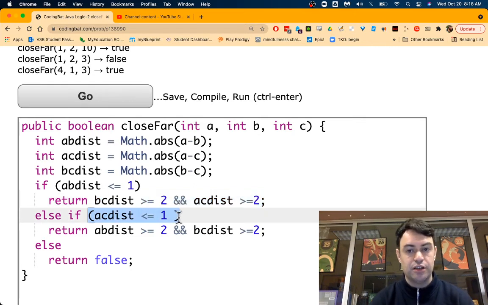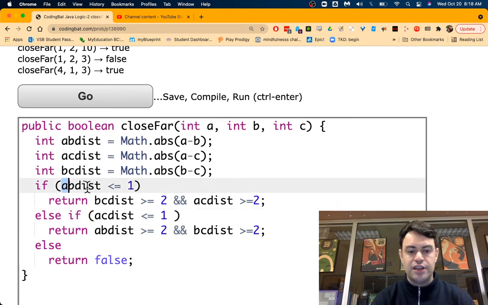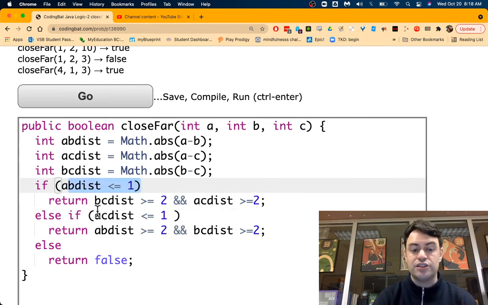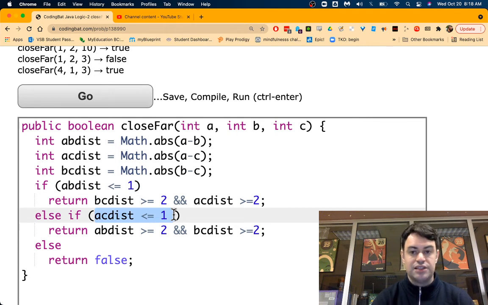So here's another possibility. C could have been the close value. And notice I'm using else if. So if that was close, then I wouldn't want to check if B was close. I wouldn't want to check if C was close, because only one of them is close. So I'm using the if, else if to make that work nicely. I guess with return, it's not absolutely necessary. So I don't have to do that. So don't worry about it.